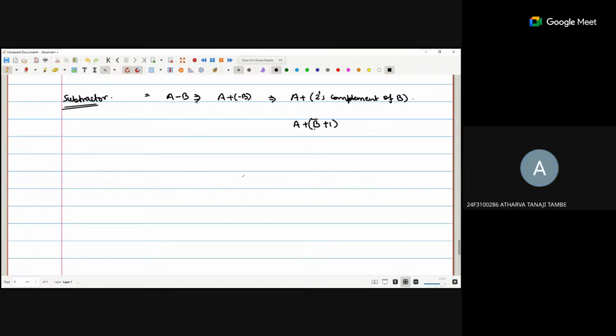Sir, why B bar plus 1? Why B bar plus 1? Because we know that for the 2's complement, we calculate the 1's complement and add 1, and it becomes the 2's complement. Now what is the meaning of 1's complement? Just invert. If I add 1 to it, it becomes a 2's complement.